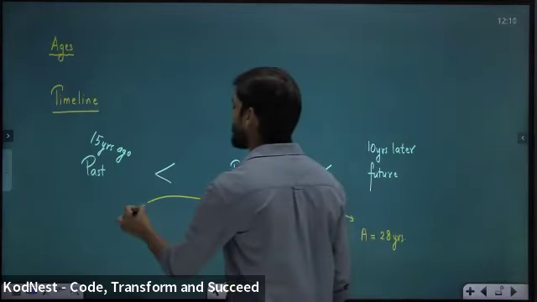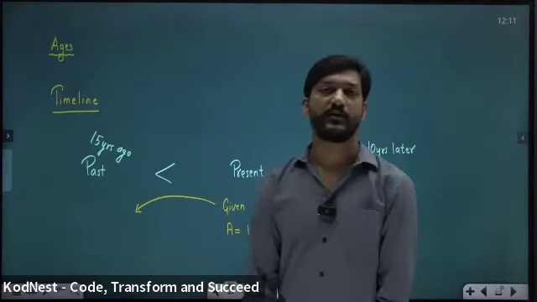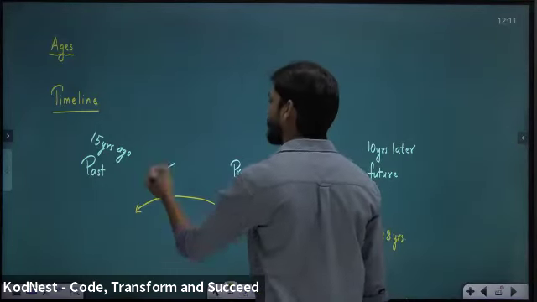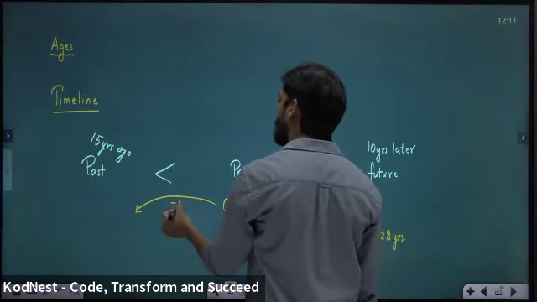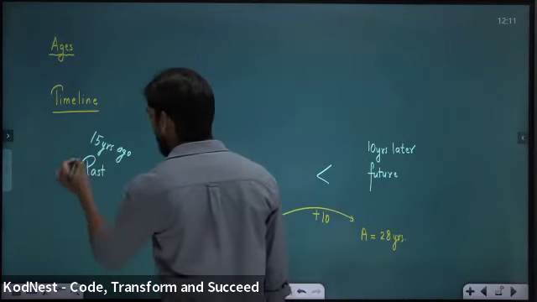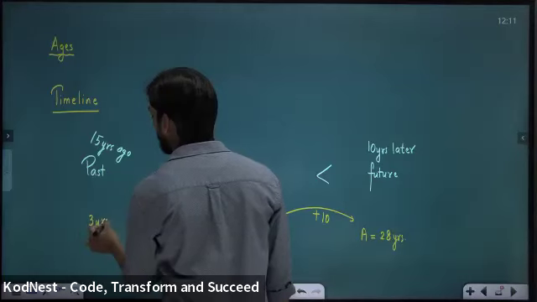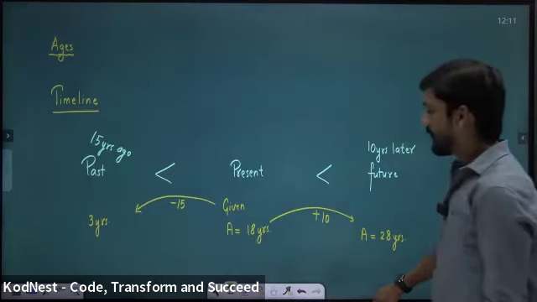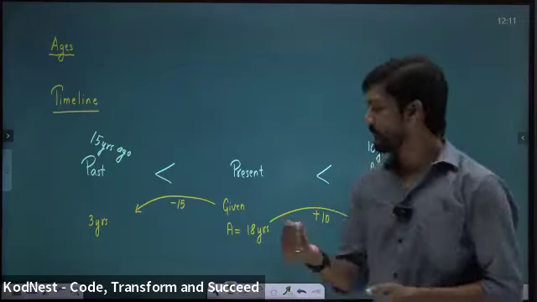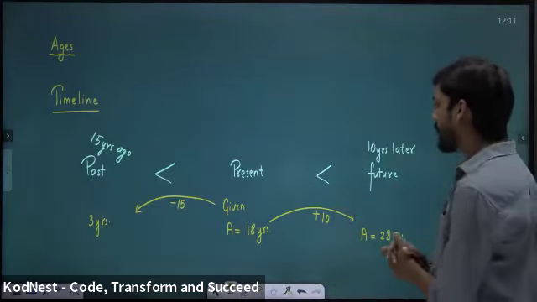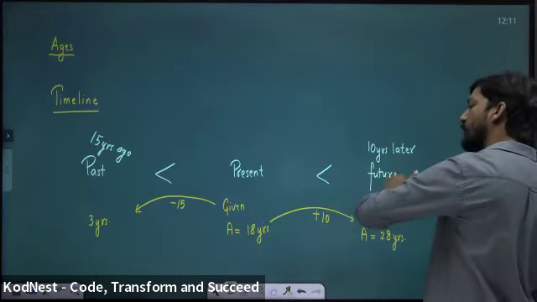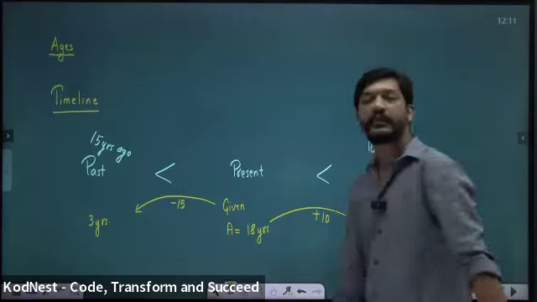Okay. And here what you will say? Plus or minus for the past? Minus. Okay. How much minus? 15 years. 15 years ago, so minus 15. All right. So 18 minus 15 is 3. So this will be 3 years. So think it this way. If you want to get something for later time, if it is future, do plus. If it is past, do minus.